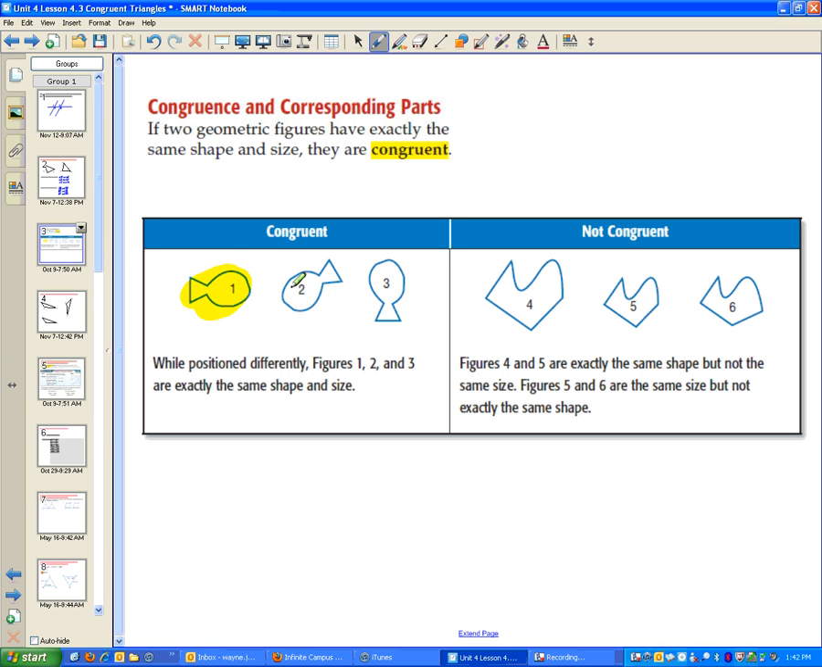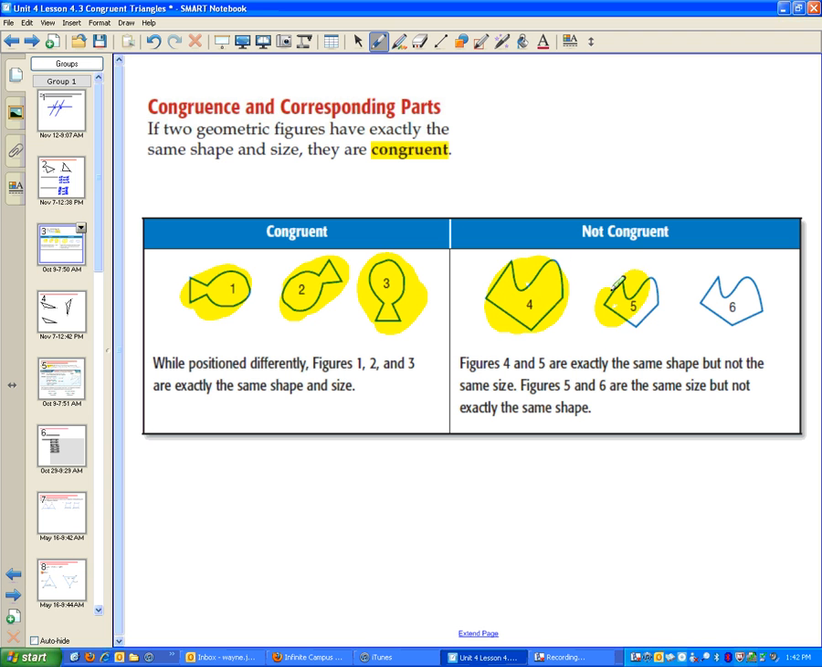These little figures, I don't know what they are. They may be fish. I don't know, they kind of look like disembodied heads. Whatever they are, they're all the exact same shape and the exact same size, so they're congruent to each other. Figure 1 is congruent to figure 2, figure 2 is congruent to figure 3, figure 1 is congruent to figure 3, they're all congruent.